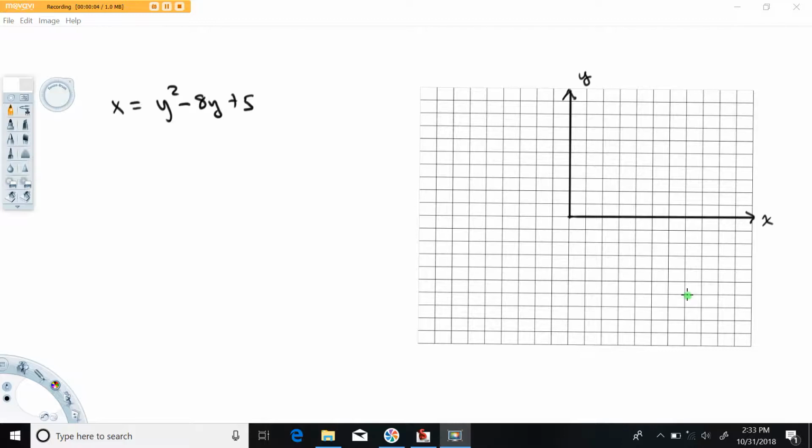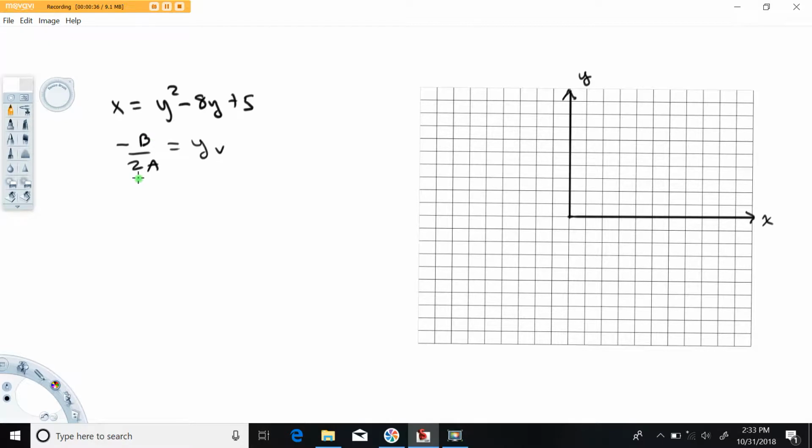I'm making this video here to demonstrate how to graph horizontal parabolas, and we're going to start by graphing this animal right here, x equals y squared minus 8y plus 5. So parabolas have a very important point called the vertex, and if you recall, for graphing vertical parabolas, the number given by minus b over 2a would give the x-coordinate of the vertex. For these horizontal parabolas, that gives the y-coordinate of the vertex.